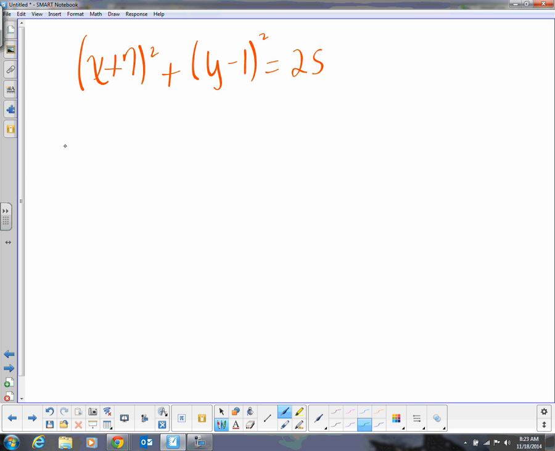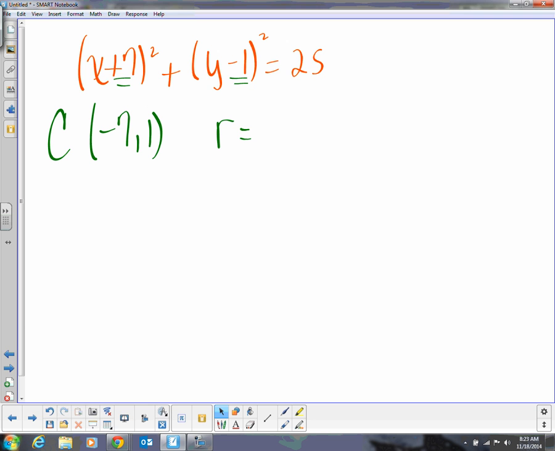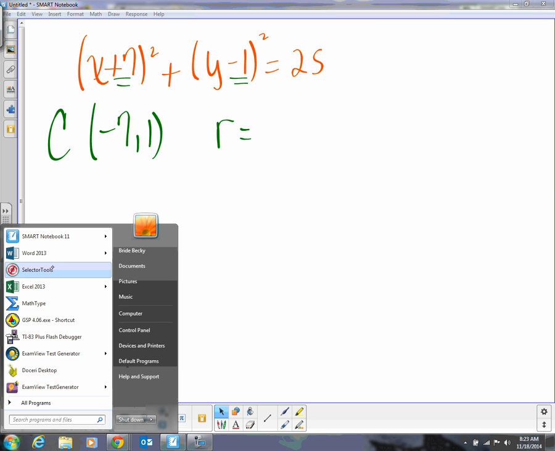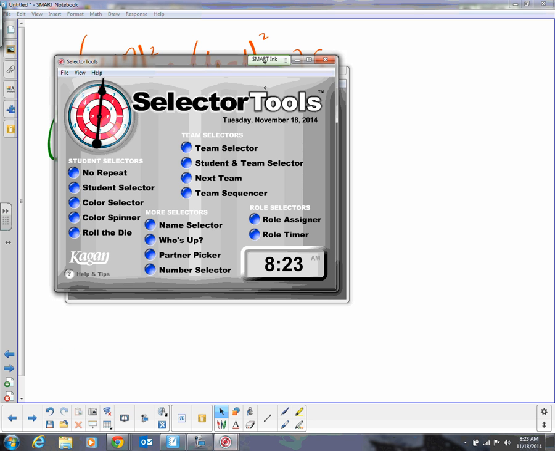Nathan's going to tell me what the center is. Okay, he pulled it out opposite. You must pull these out opposite. Trevor's going to tell me the radius. Okay, well, give me the radius at the moment. So the radius is 5.